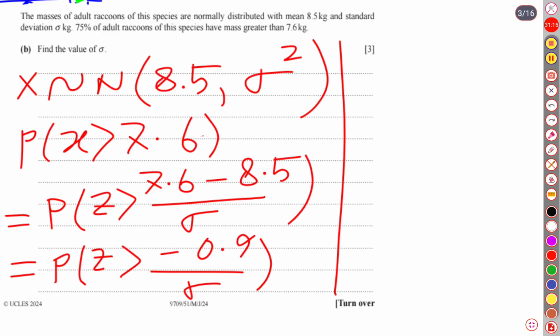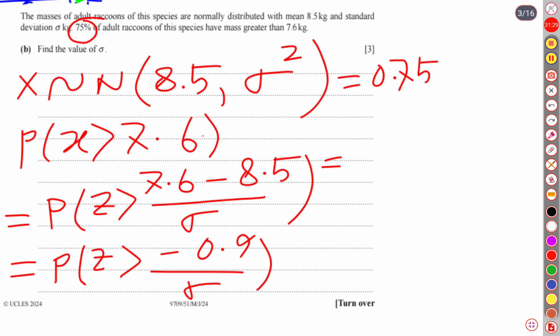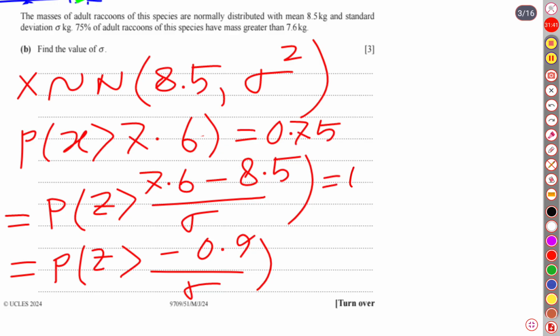Probability is already given, so we will have to write the probability on the right side. How much is the probability given? Probability is 75%, which means 0.75. Sorry, not there, it is to be written over here. Yes, here the probability is given, 0.75. So this is just vice versa to the previous question. Probability is already given, the z score is to be obtained.